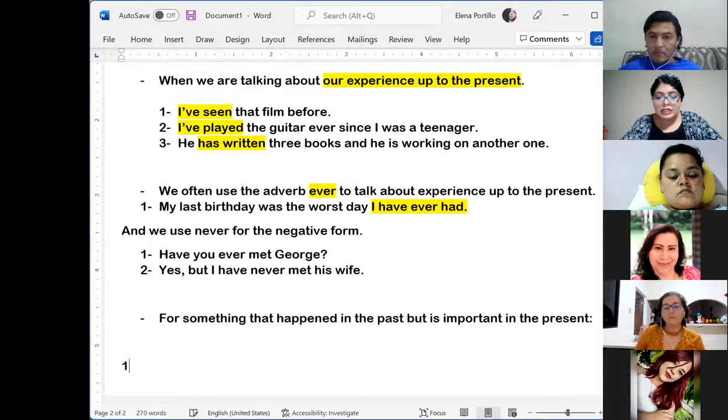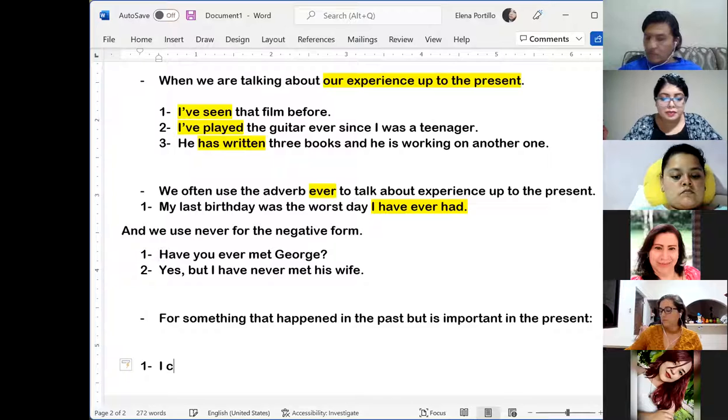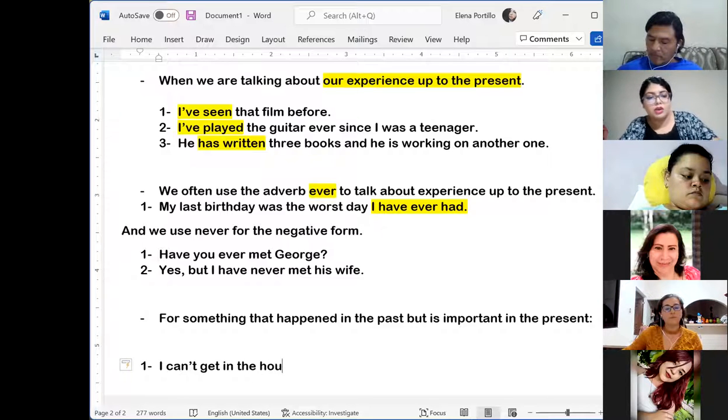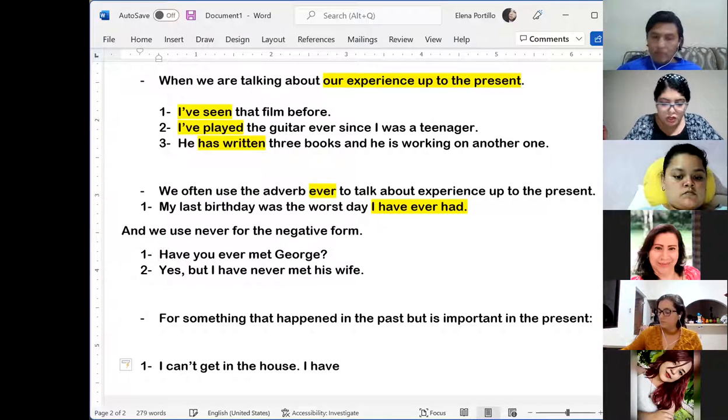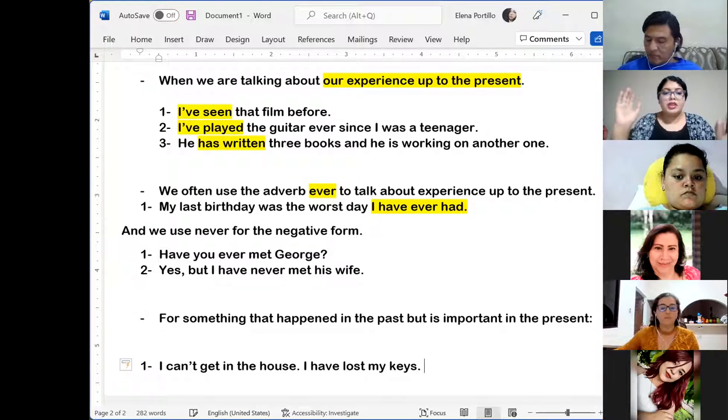And we have these examples. Number one, I can't get in the house. Why? Because I have lost my keys. I can't get in the house.